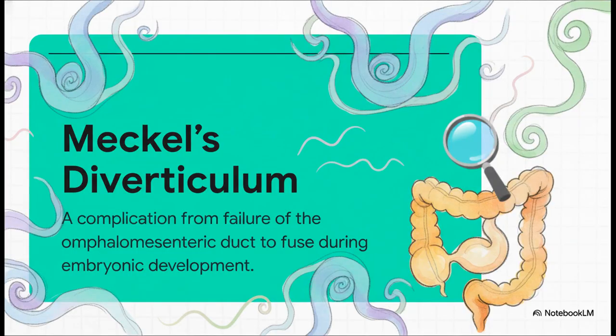Our other big inflammatory disorder is Meckel's diverticulum. This one is another leftover from development in the womb. There's a duct that's supposed to totally disappear before birth, but sometimes it doesn't. And it leaves this little outpouching, or diverticulum, in the small intestine.